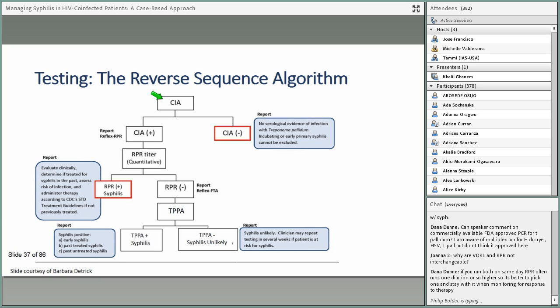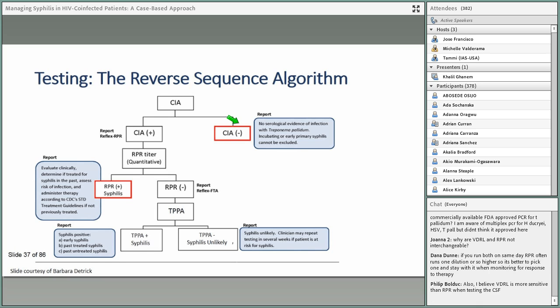Treponemal tests, once positive, always positive. Non-treponemal tests, when you treat them, can become non-reactive over time, but even if you don't treat the patient, the non-treponemal tests can become non-reactive over time as well. And remember that both non-treponemal and treponemal tests may be negative in 30% of patients who have early primary syphilis.